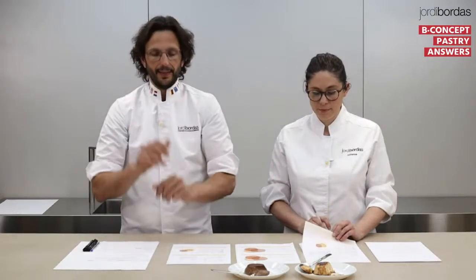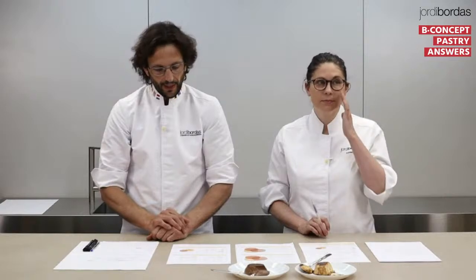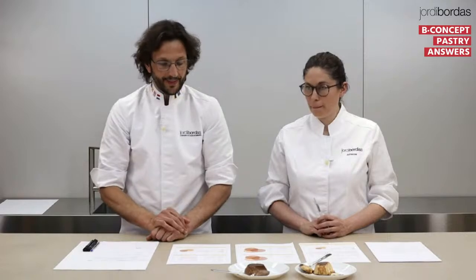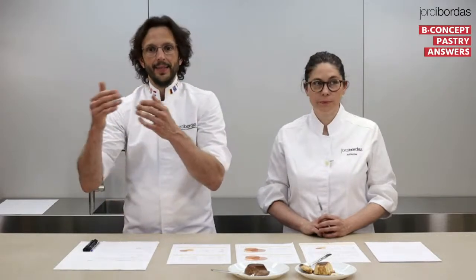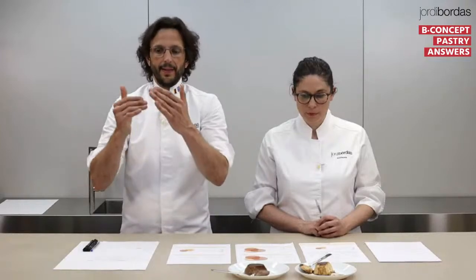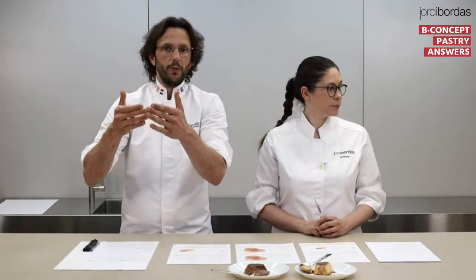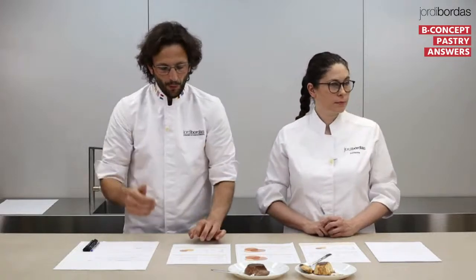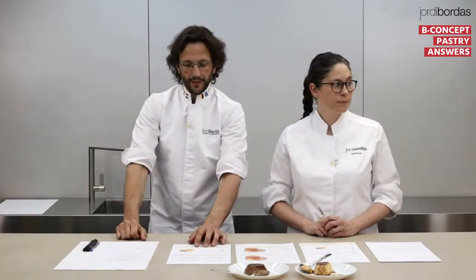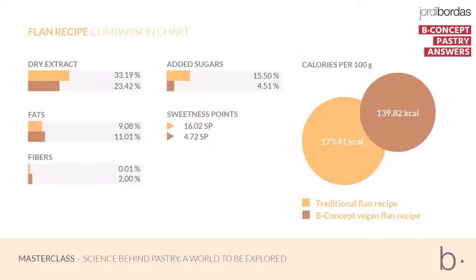Then the calories, that is a small difference. We have fewer calories on the B-concept recipe because we are working with less dry extract. Less dry extract in general, fibers, proteins, fats, sugars, they are the ingredients that give us calories in our recipe. The less we use, and the more water we use, the more we reduce the calories inside. And here you can see the difference.